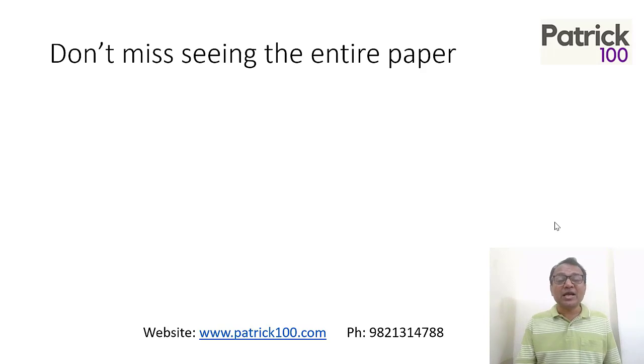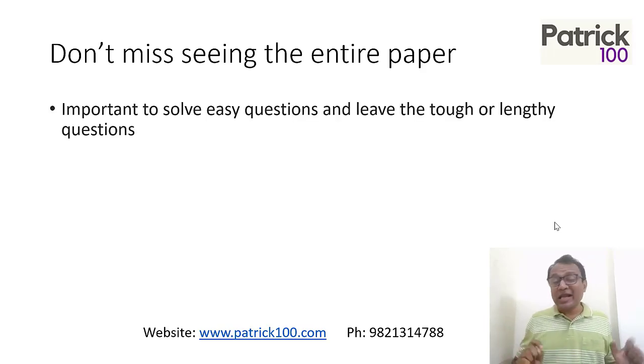Next, don't miss seeing the entire paper. Ensure that you see the entire paper. Again, I said it's important to solve easy questions and leave tough or lengthy questions. That is a basic strategy of SNAP. That means if you're using that, you should be able to see the entire paper. You don't know where the easy questions are. There have always been cases where someone says, okay, out of 60 questions, I was able to see only 55 questions. But when I came out, I realized that the last 5 questions were sitters and I could have easily got those 5 marks. We miss out on that. Avoid it. Ensure that you at least see the entire paper.